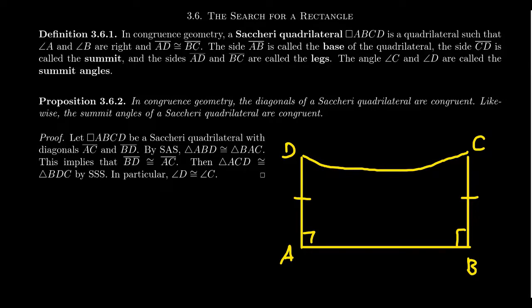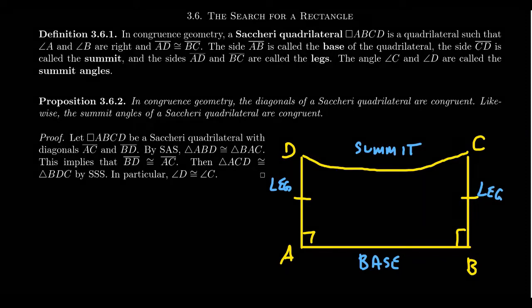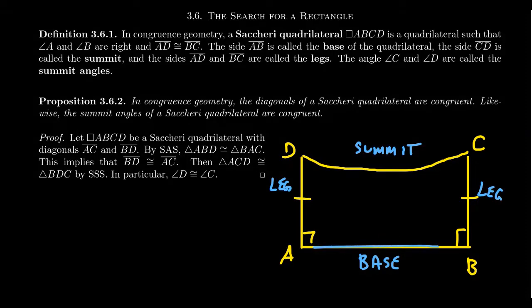Now, a little bit more vocabulary here. The segment AB is commonly referred to as the base of the Saccheri quadrilateral. The segment CD is often referred to as the summit of the quadrilateral. And the sides AD and BC, which are by definition congruent to each other, are referred to as the legs of the Saccheri quadrilateral. So the segment that connects the two right angles together is the base, and the segment that connects the other ones is called the summit. These angles right here, C and D, are referred to as the summit angles of the Saccheri quadrilateral. And what I want to do in this video is prove some congruence properties about Saccheri quadrilaterals.